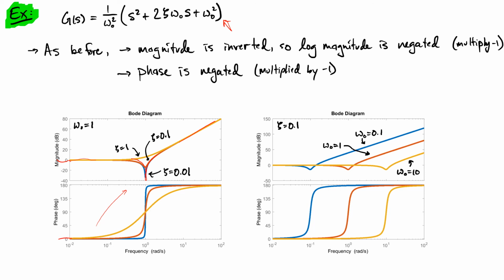One of the things we can look at in a different plot is if we keep the same damping ratio but change that omega 0 value. Like we said, that transition happens at omega 0. As omega 0 gets larger, that transitionary point, here, here, and here, moves to the right. That happens when omega is close to omega 0.